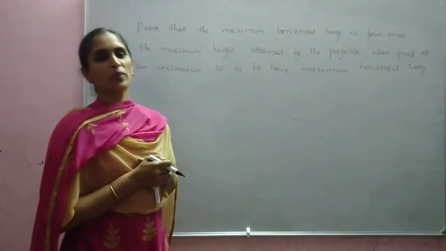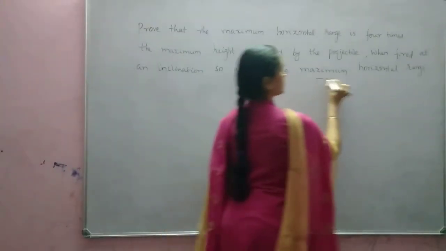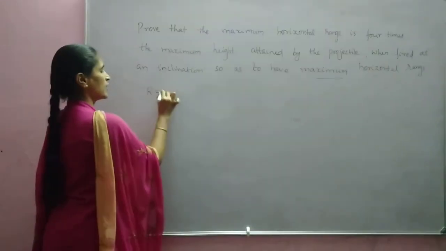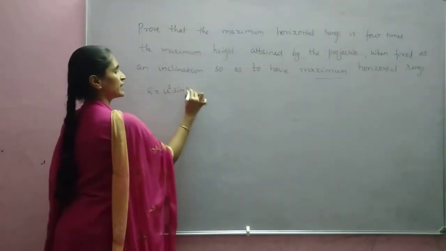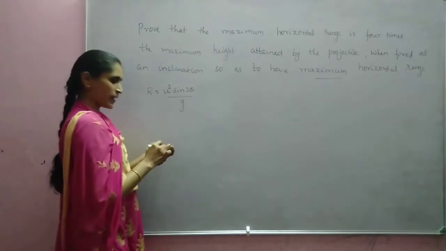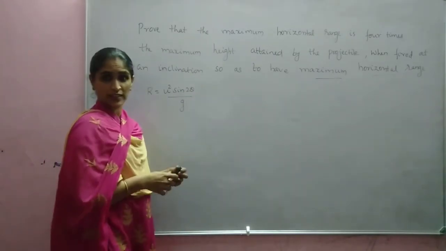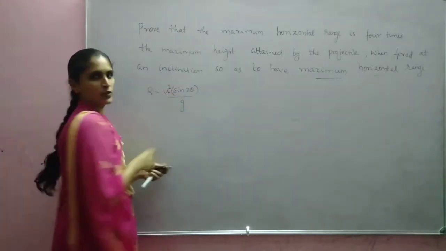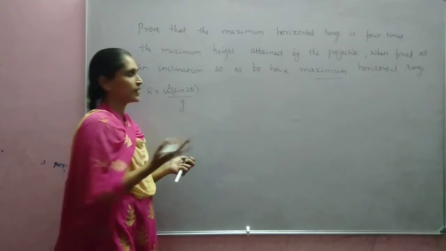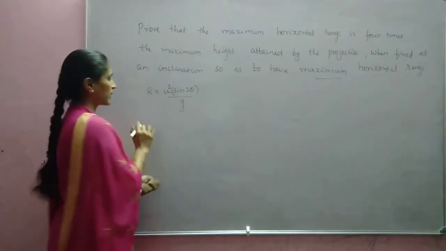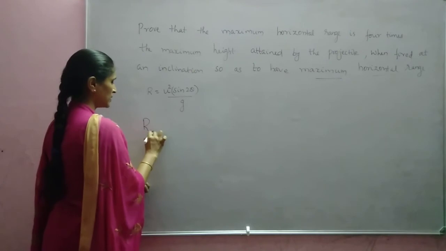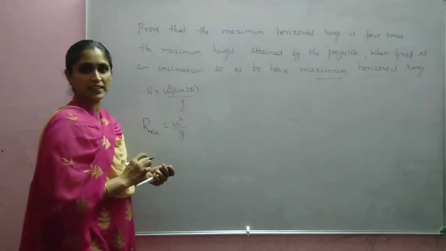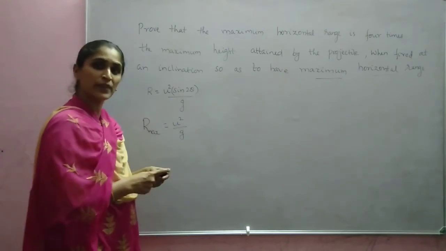So in the previous problem we discussed the expression for maximum horizontal range. Already you know the formula of horizontal range. Range is given by u square sine 2 theta by g. So when will range be maximum? Range will be maximum when sine 2 theta has the value 1, as the maximum value of the sine function is 1. So maximum range is given by u square by g, and this happens for which angle?